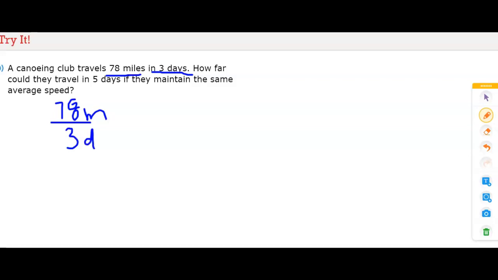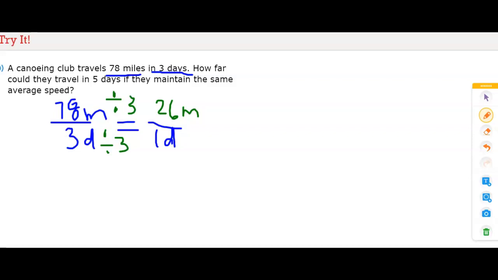And so again, this is a multi-step problem, so we need to find our unit rate. So we want to know the amount for one day, how many miles they can travel. So we want 1 day here. So we're going to take 3 and divide it by 3. That will give us that 1. And we're going to do the same thing to the 78. And then 78 divided by 3 gives us 26 miles. So we know for every day they're going to be traveling 26 miles.